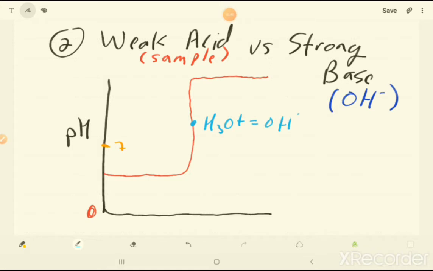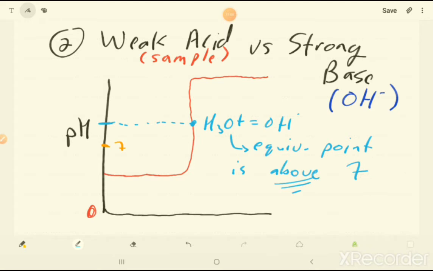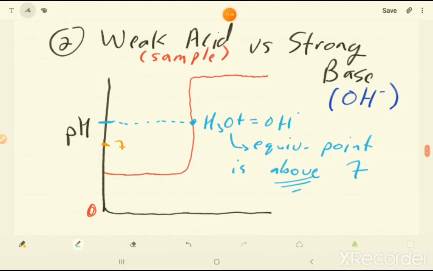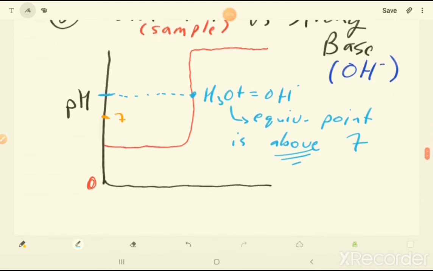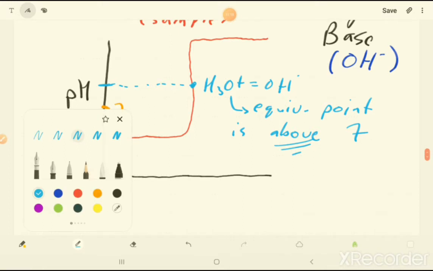But one thing you'll notice that's different than when we compare it with the strong acid and strong base titration is that if that's the 7 mark, this one is above 7. So we're going to write here, and this is always going to be the case for a weak acid and a strong base titration, that the equivalence point is above 7. Now remember, when we're talking about weak acids, we're talking about anything that is not within the first 6 acids.